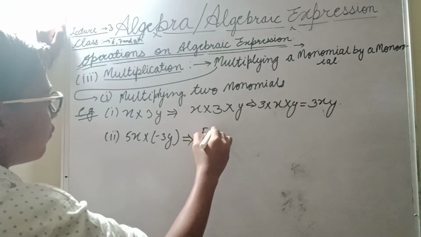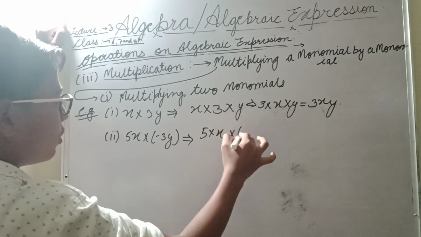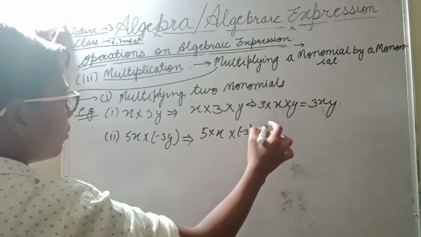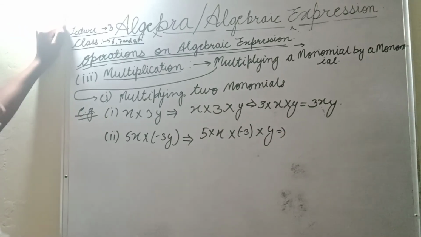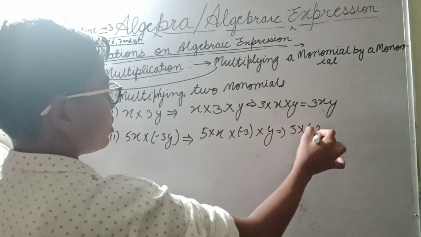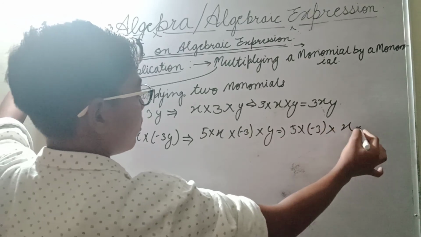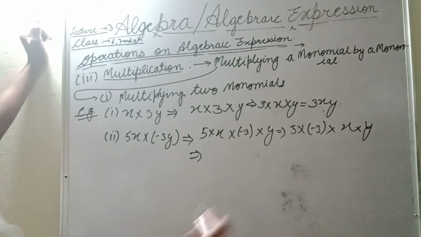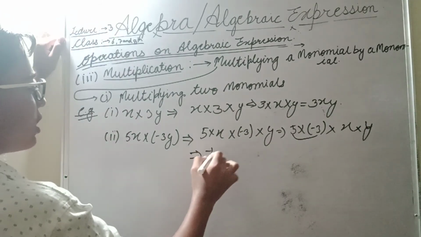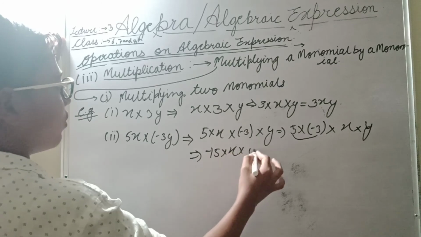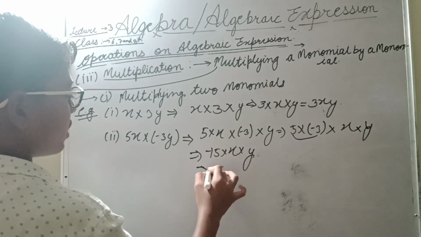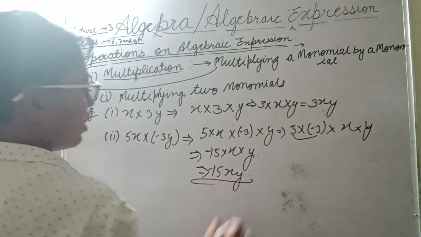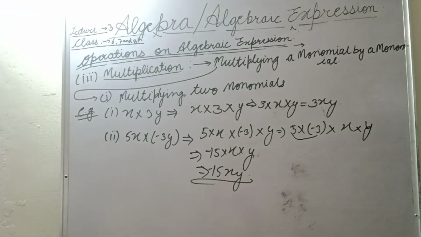Next, 5x into minus 3y. What do we get? 5 into minus 3 into x into y. 5 threes are 15, so minus 15 into x into y equals minus 15xy. Now we will move forward to multiplying 2 or 3 monomials.